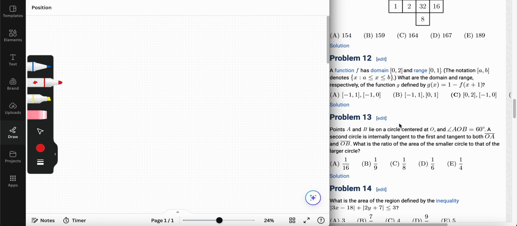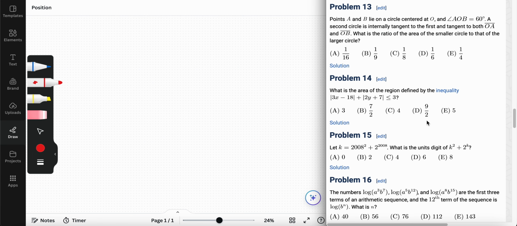Okay, moving on to problem number 13. Points A and B lie on a circle centered at O, and angle AOB is equal to 60 degrees. A second circle is internally tangent to the first and tangent to both OA and OB. What is the ratio of the area of the smaller circle to that of the larger circle? Okay, let's visualize this first.